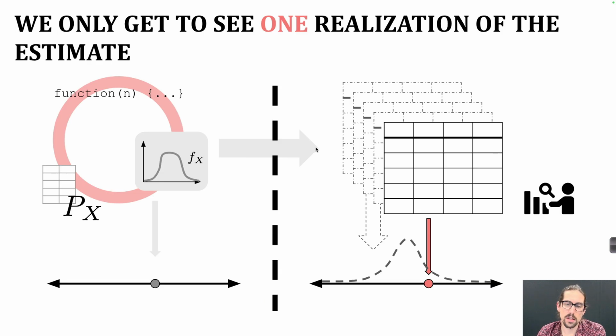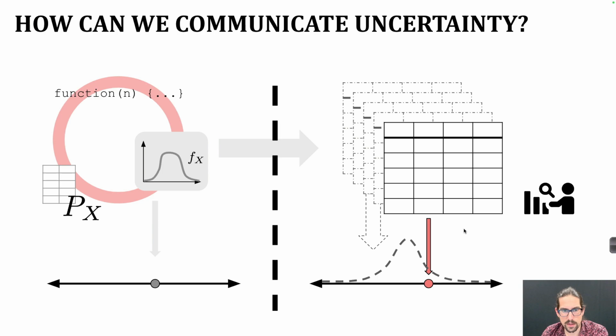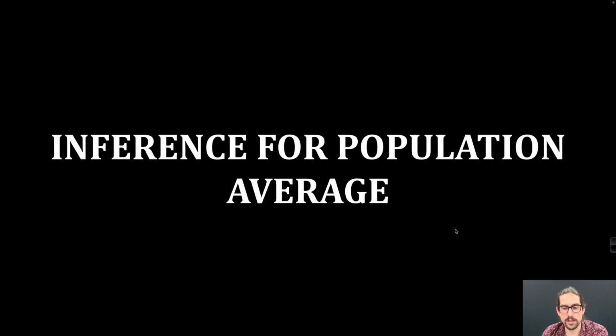So the fundamental problem is that we only get to see one realization of the estimate. Right. So here these different little tables represent different samples that we could have drawn from the population or distribution, however you want to think about it. We only get to see this one sample. So if we had all these other samples, we could generate the sampling distribution of our estimator, which would tell us kind of the range of possibilities, the range of answers that we might have gotten under different circumstances, and that could be used to quantify our uncertainty in our answer, but we don't know what that is, and that's the issue. So how do we communicate the uncertainty?